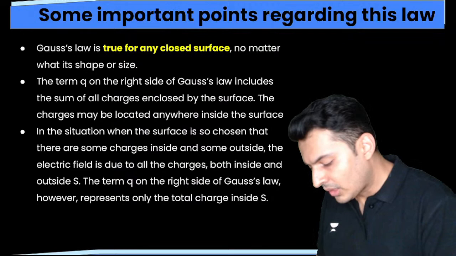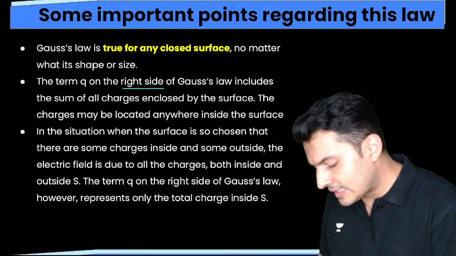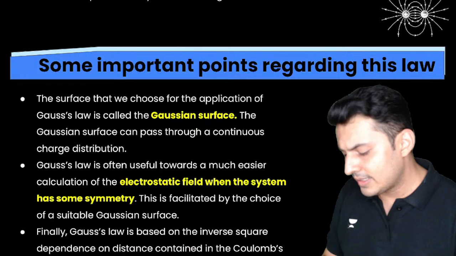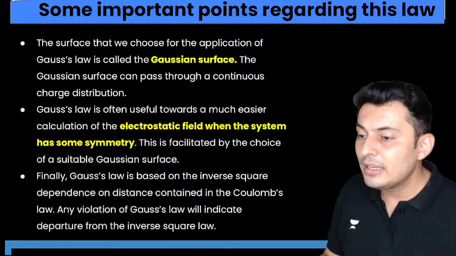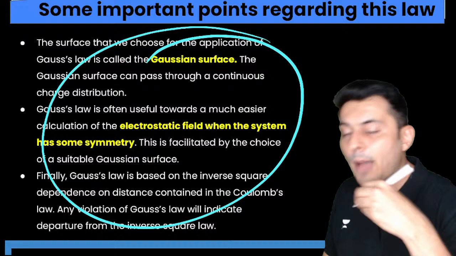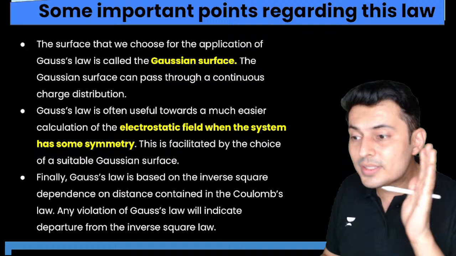But the term on the right hand side is only because of the charges which are inside the surface. But the term on the left hand side is because of both the inside as well as the outside charges. Okay. And I told you in the beginning, Gauss's law is mainly used where you want to simplify the problem, to find the field in a very simple manner. How to do that? You will see all these pointers in the application part. When there is symmetry, when there is some kind of uniform distribution, it becomes very simple and easy to find the electric field using Gauss's law.